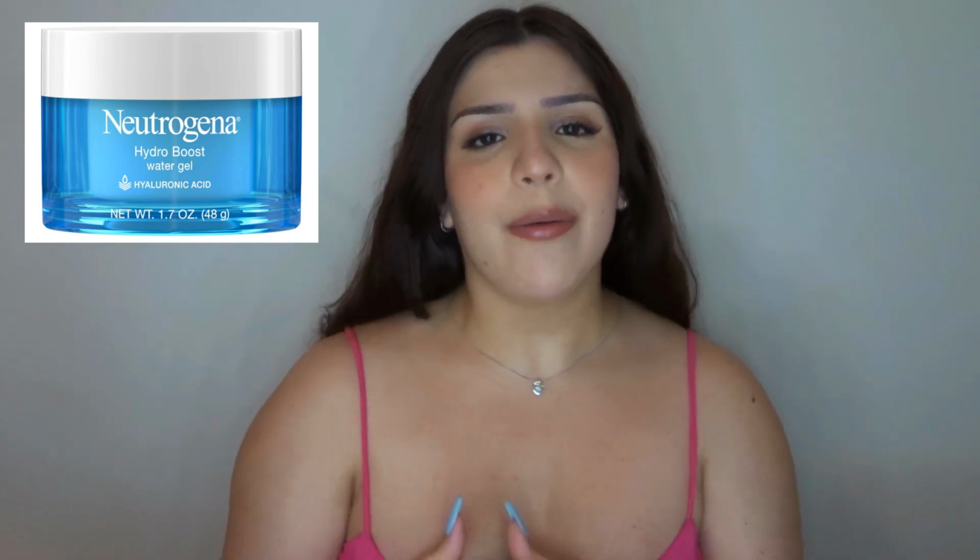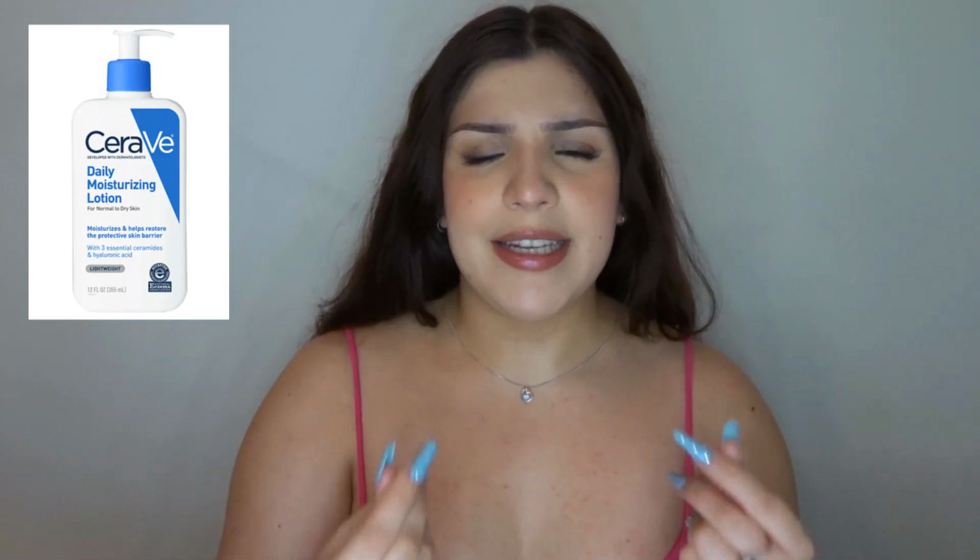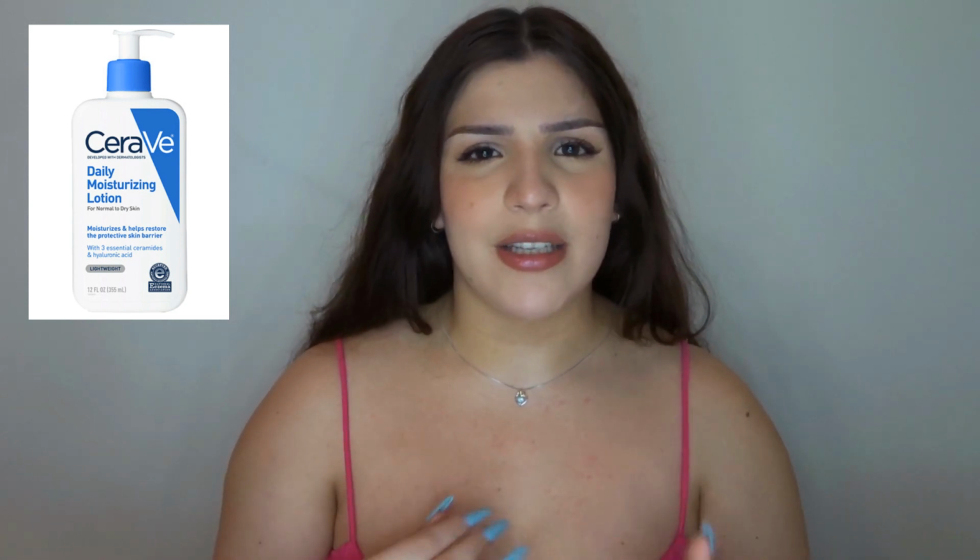So the Neutrogena Hydro Boost Gel one I'm recommending again. I think it's great for people with combination skin. Then we have the CeraVe Lotion, which is essentially a much thinner, lighter version of the original CeraVe Cream. It's much more of a watery consistency and it's not nearly as thick as the other one, but it still provides the amount of hydration you need.